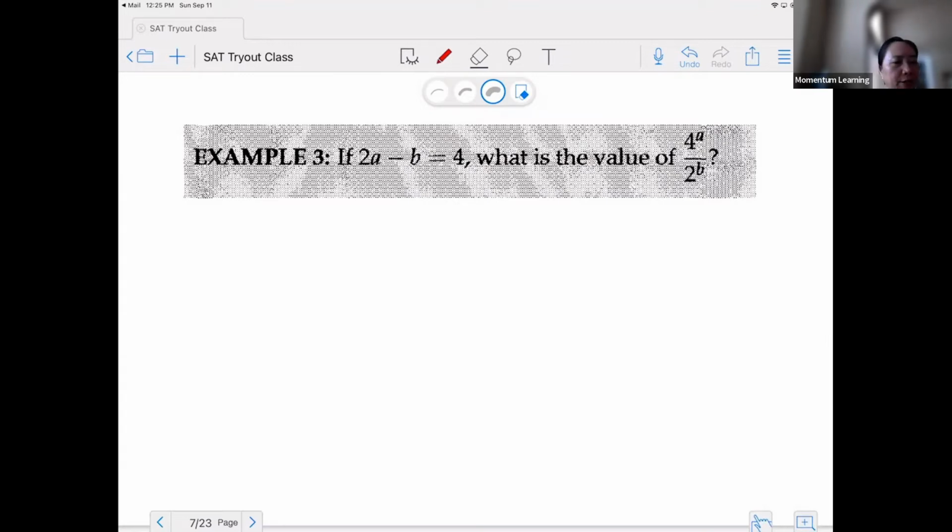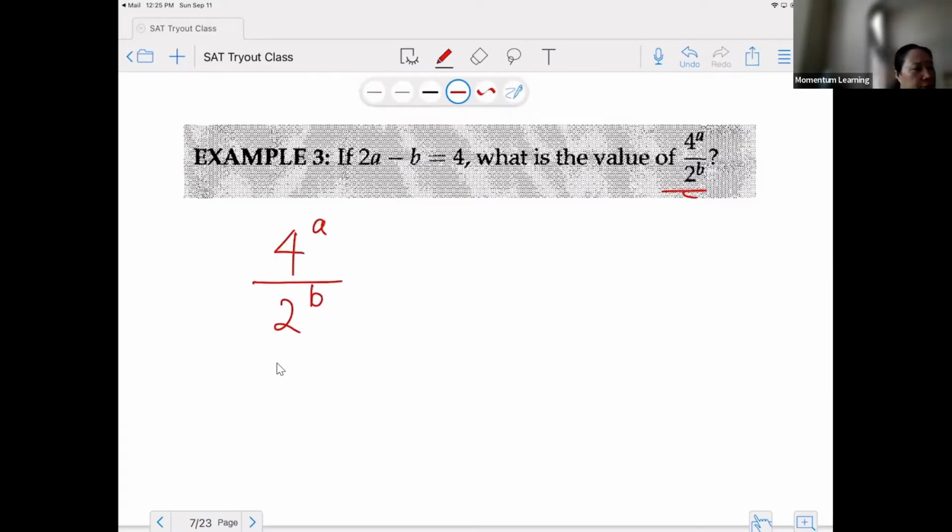Okay, this one seems a little bit harder. So far, I received 3 answers that are correct. Okay, now let me explain that. So what I need is this value, 4 to the a over 2 to the b.